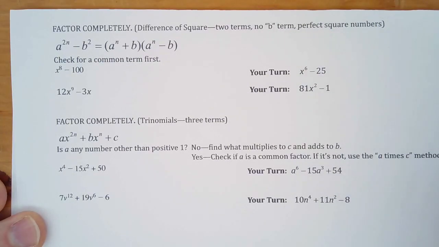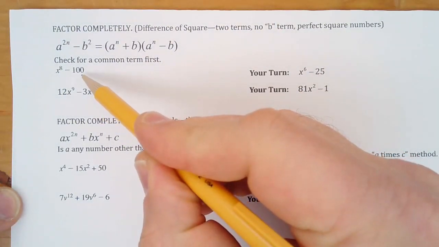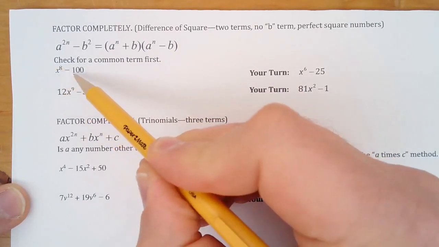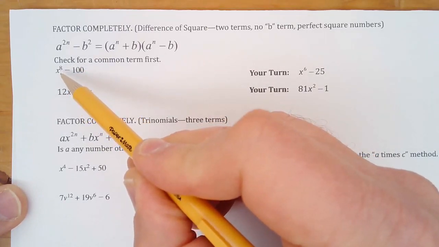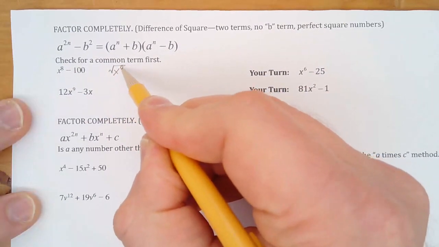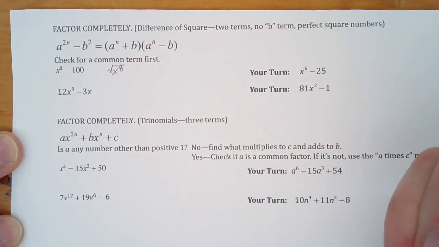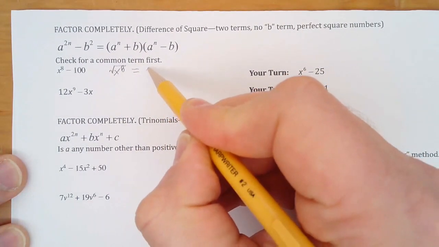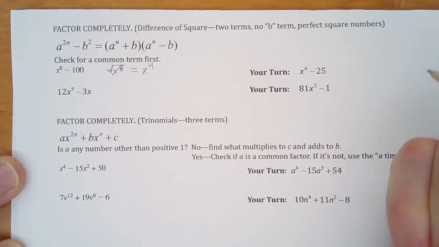Now it's time to factor differences of squares. So if we have x to the 8th minus 100, we have something being squared minus something being squared. Well, what squared is x to the 8th? Well, let's figure that out. We would take the square root of it. Square root of x to the 8th. What could you multiply by itself to get x to the 8th? Well, that would just be x to the 4th. You can basically just divide your exponent by 2.